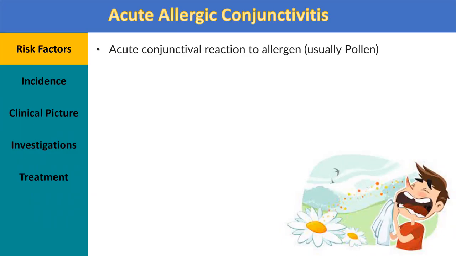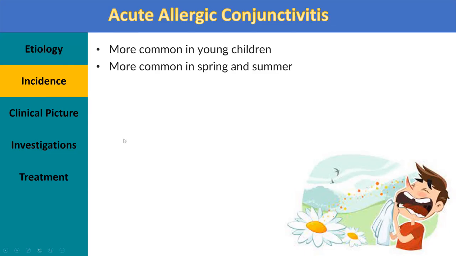It is a very self-limited condition, occurs due to exposure to an allergen like pollen, sometimes an insect bite. This will lead to massive or severe conjunctival inflammation or reaction to this allergen. As I told you, it is mostly due to pollen. So you may expect when it occurs, or the incidence: it will be more in the spring and summer, which is the season of the pollens, and more common to occur in young children.